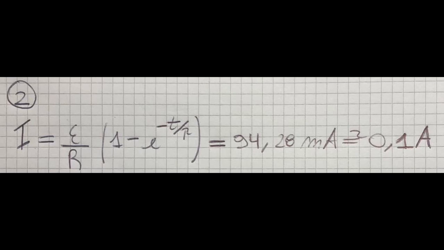Then the second request is the value of the circuit current at the time of two time constants after the closing of the circuit breaker. Here we need to apply the formula of the RL circuit current using the value of two time constants as time. The value is 94 milliamperes, which we write as 0.1 ampere.